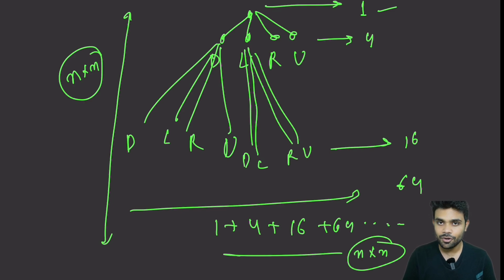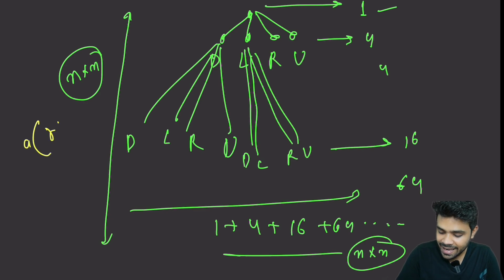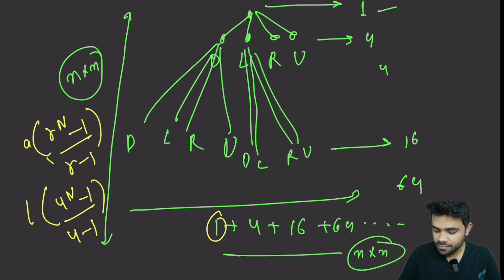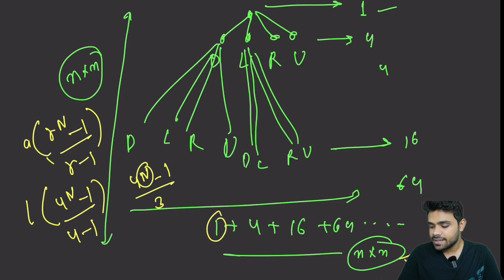This is a geometric progression having n cross n number of terms. The common ratio here is 4. Let us apply the formula for the summation of a geometric progression: a times r raised to the power n minus 1, divided by r minus 1. This r is the common ratio, which is 4. What is a? A is the first term, which is 1. So 1 multiplied by 4 raised to the power n, where n is the number of terms, minus 1, divided by 4 minus 1. So it is going to be 4 raised to the power n minus 1 divided by 3. This n is the total number of terms, and the total number of terms is n cross n. So 4 raised to the power n cross n, minus 1, divided by 3.